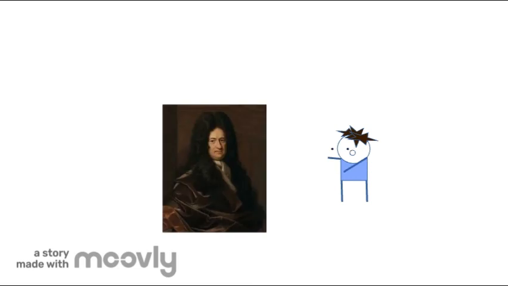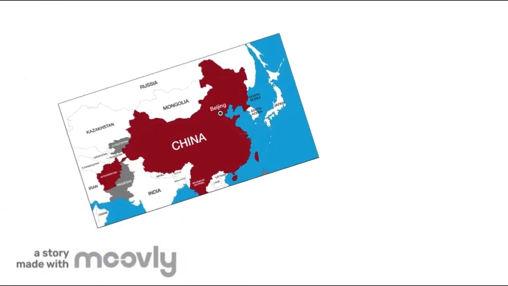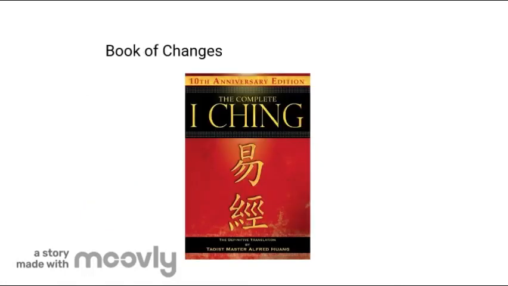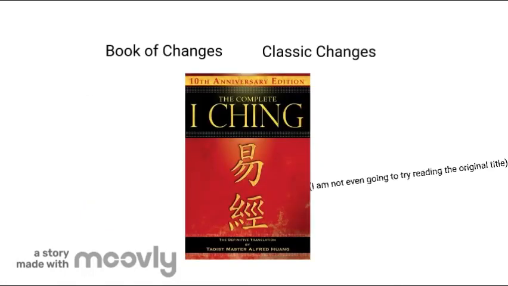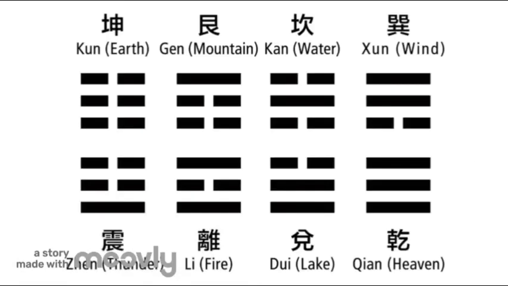The binary system was first researched and created by Gottfried Wilhelm Leibniz. But before him, the binary system has existed for a long time. It was first introduced in China in one of the oldest Chinese texts dating back to the 9th century BCE. The Book of Changes or Classic Changes is where the binary system was first introduced. This book talks about the concept of yin-yang. In the book, yin-yang is represented through trigrams and later versions of the book in hexagrams.